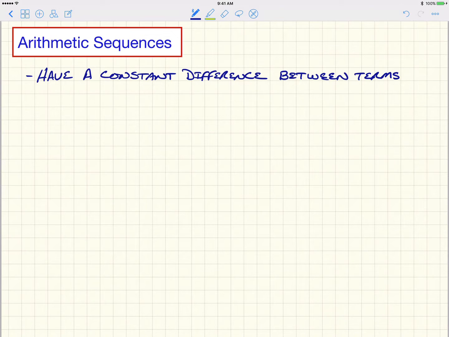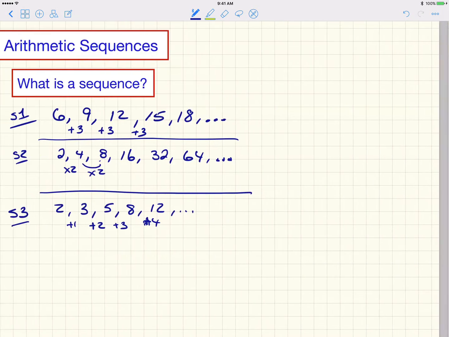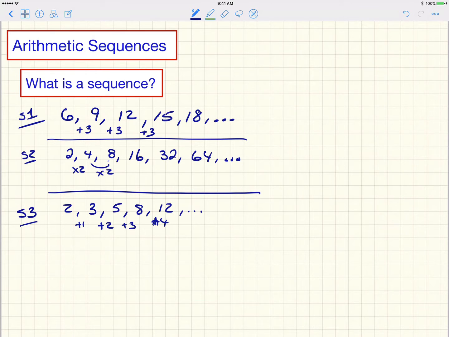Let's take a look at our first three sequences and see if we can determine whether any of them are arithmetic sequences. Going back to sequence 1, we start at the value 6, and the next value is 9, the next value is 12, and 15, etc. We had determined that the difference between our terms is plus 3. And that follows all the way down the sequence. This is plus 3, this is plus 3, this is plus 3.